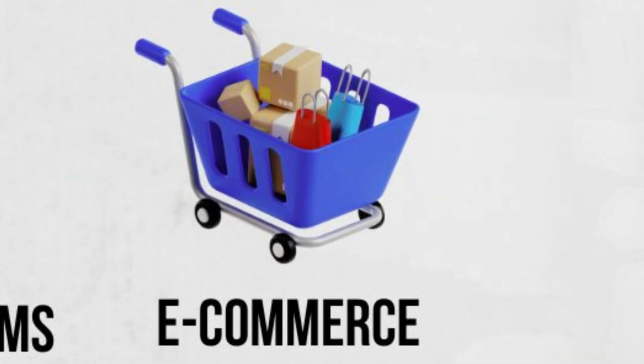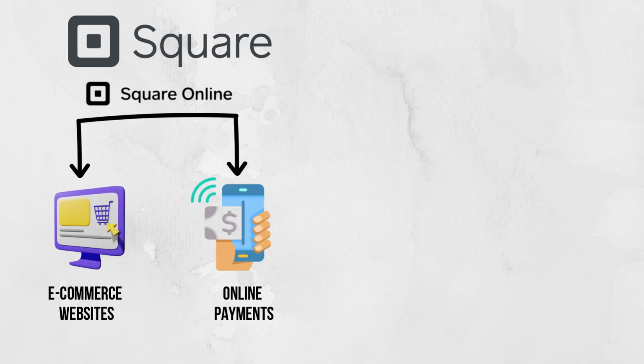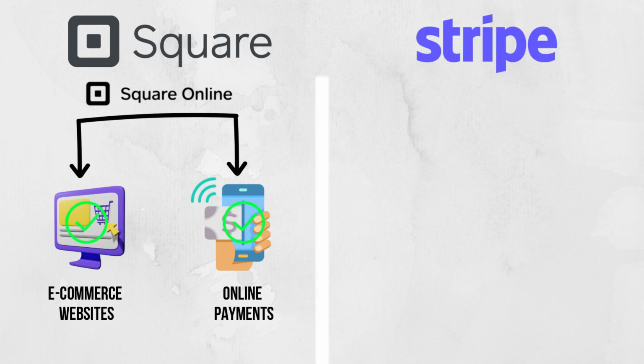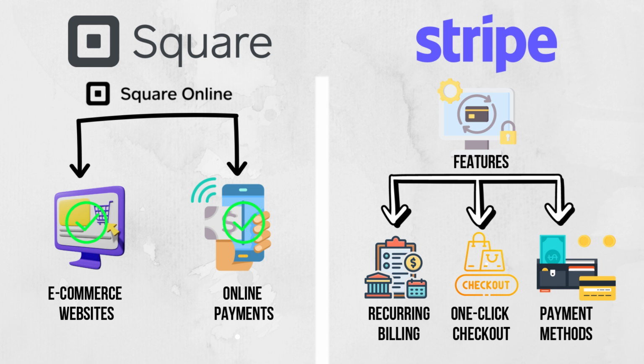E-commerce and online payments. Understanding online payment capabilities is essential for e-commerce businesses. Square provides Square Online for building e-commerce websites and integrating online payments. Square's online solutions are designed to be easy to set up and use. Stripe specializes in online payment processing with features like recurring billing, one-click checkout, and support for various payment methods.